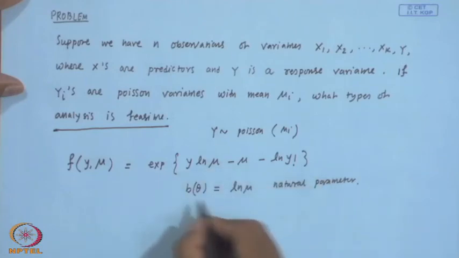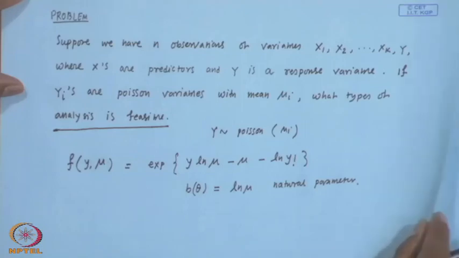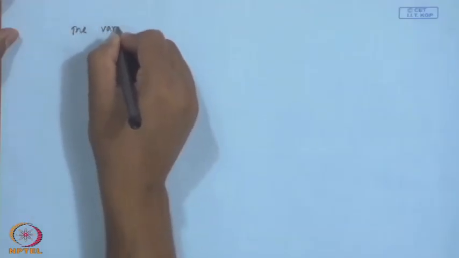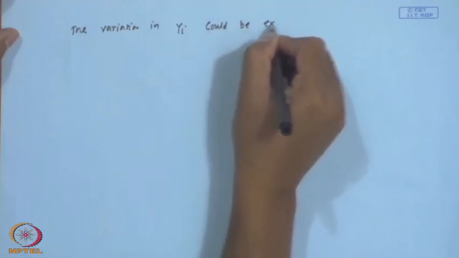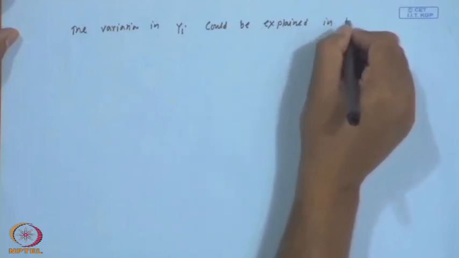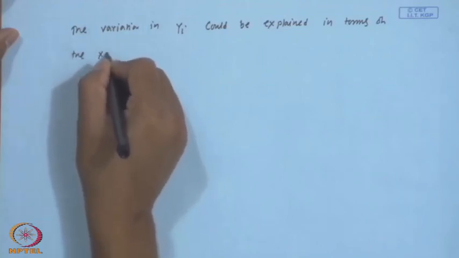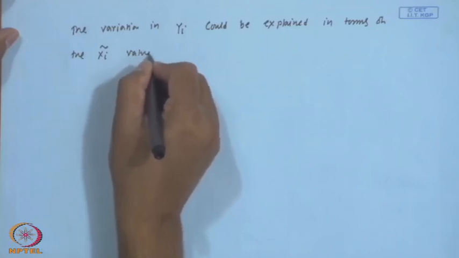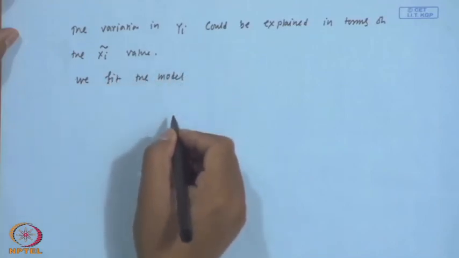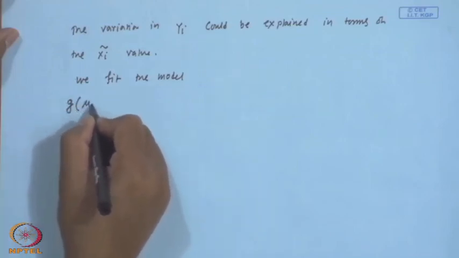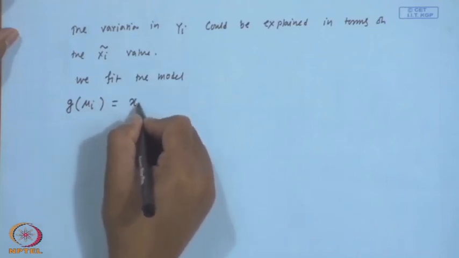What we have learned in this topic called generalized linear model is how to fit a model when the response variable is not normal. So, the variation in yi could be explained in terms of the regressors' values. So, what model do we fit? We fit the model g(mu i) equal to xi prime beta.